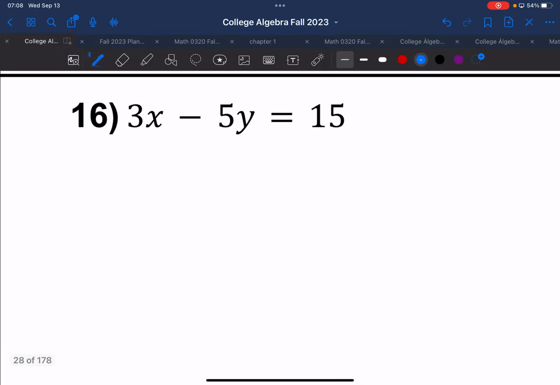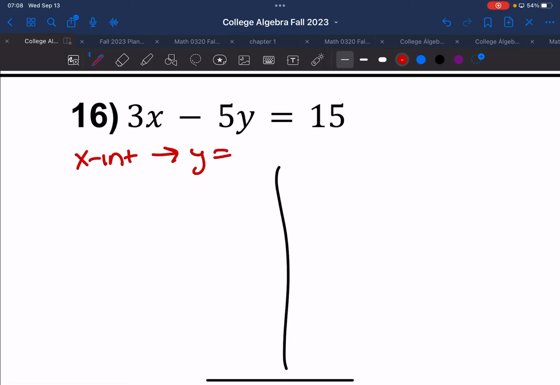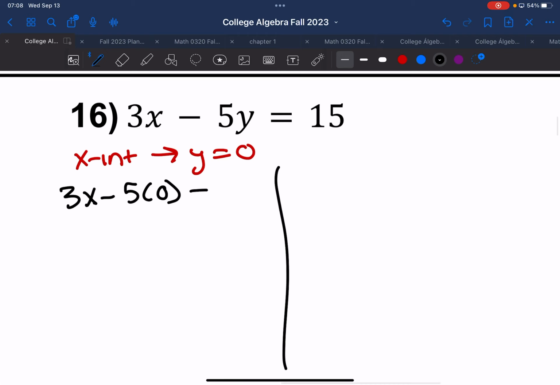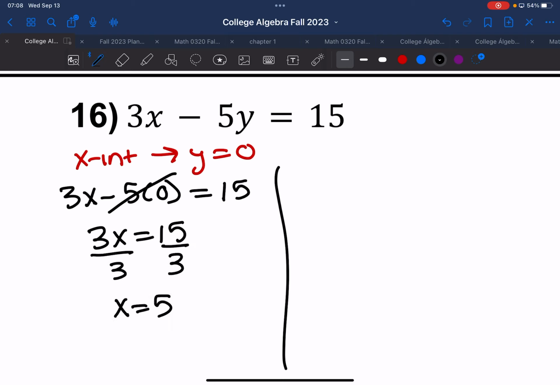Now looking at 16, we're going to do the same. So for the x-intercept, I'm going to plug in 0 for y. When I plug in 0 for y, that 5 times 0 goes away. Also, that negative attached to it goes away. So I'm left with 3x is equal to 15. Divide both sides by 3. X is equal to 5, which gives me the point 5 comma 0.